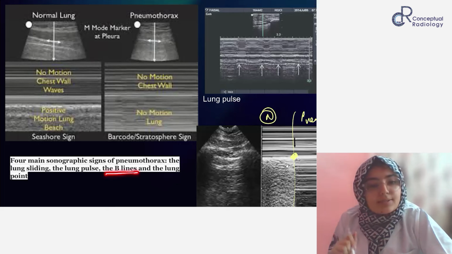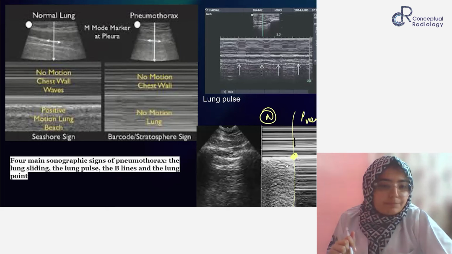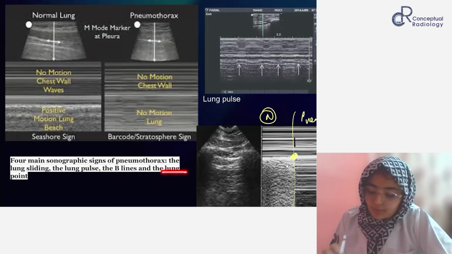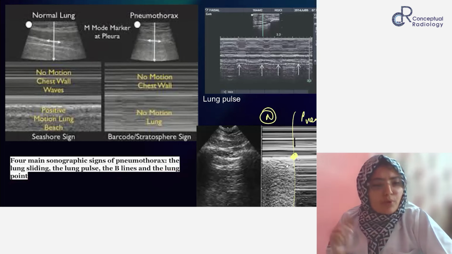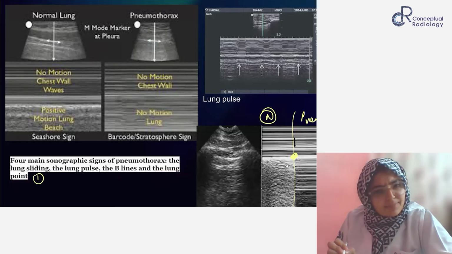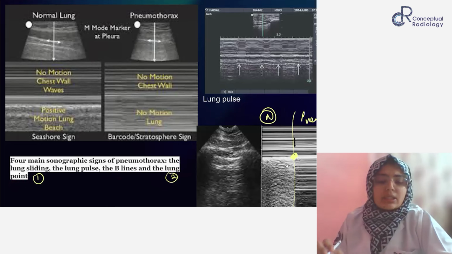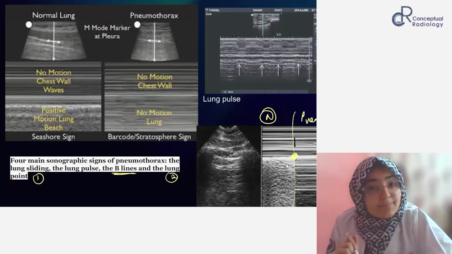Second is your B lines. Understood? So if there is pneumothorax, will there be B lines? You tell me. Then the lung point, I taught you right now, the transition point. Okay? These 3 things are very simple and clear. Lung sliding will be absent in pneumothorax. Lung point will be seen at the transition point. B lines will be present or absent?